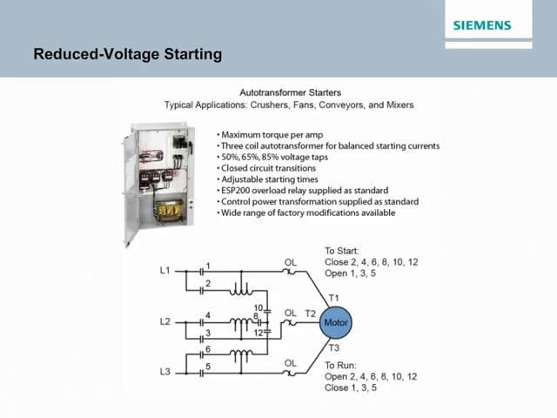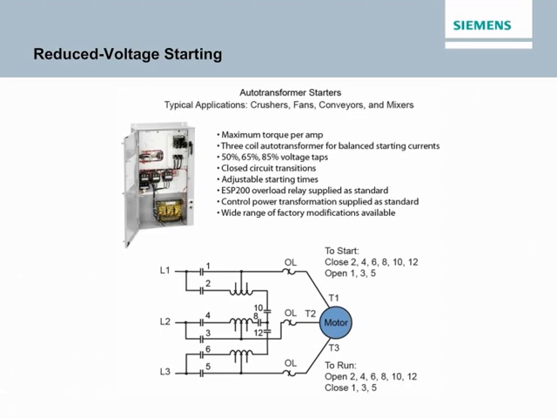Starting methods which start a motor with less than full voltage are referred to as reduced voltage starting. These approaches also reduce starting torque. Siemens offers the following types of reduced voltage starters with NEMA components: auto transformer starters, part winding starters, and Y-delta starters. One of the more basic types of reduced voltage starters is the auto transformer reduced voltage starter.